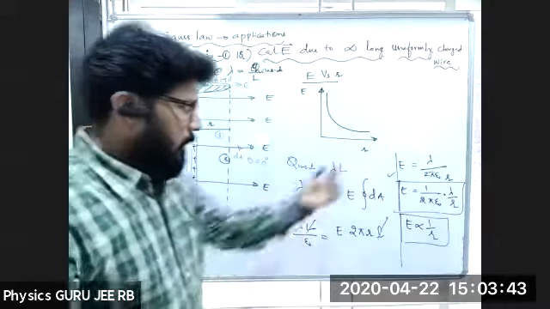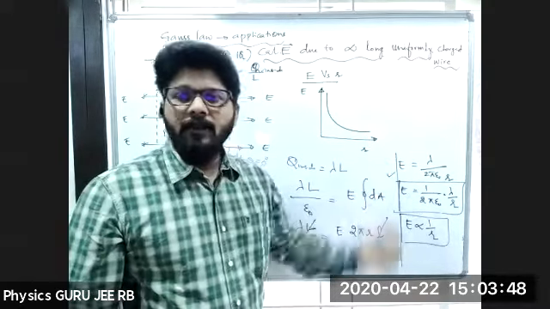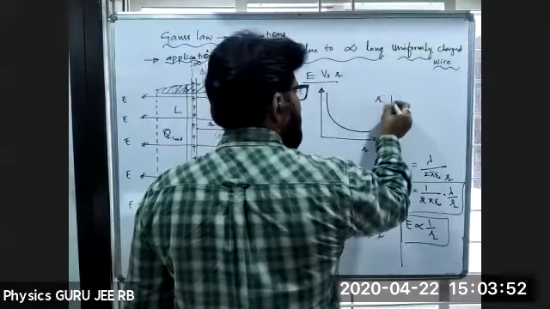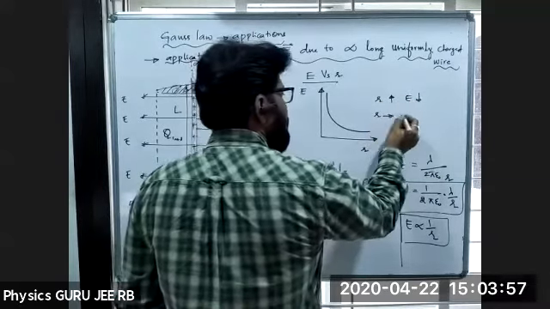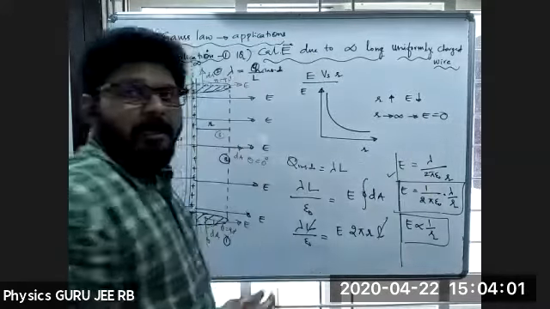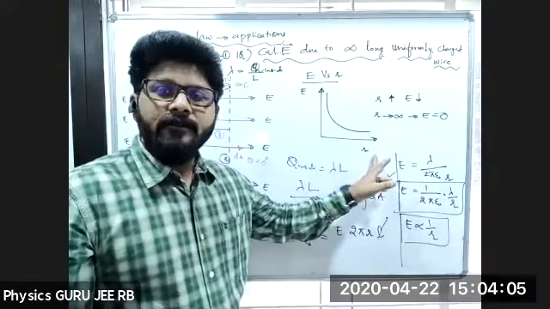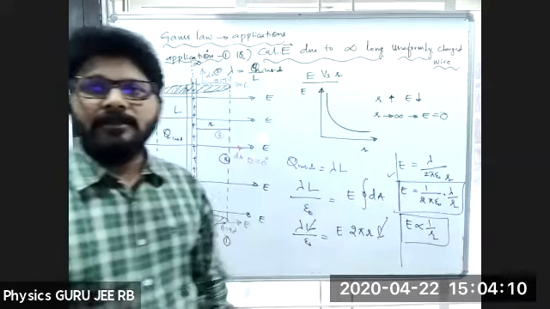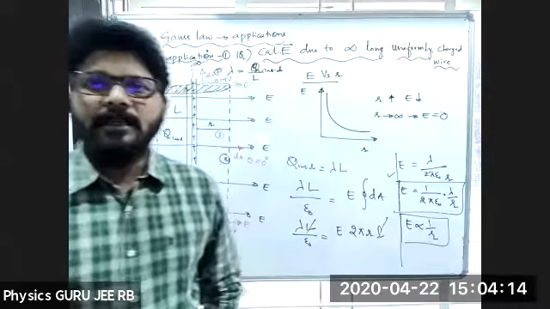The graph should not touch the r axis, because when r is increasing, E decreases. If r tends to infinity, then E will become 0. So when plotting the graph, we should not touch the x-axis. One should be careful about that part. Is it clear, all of you?